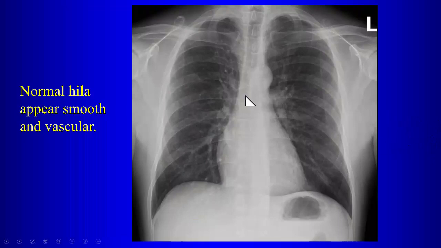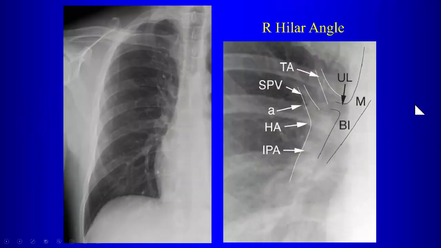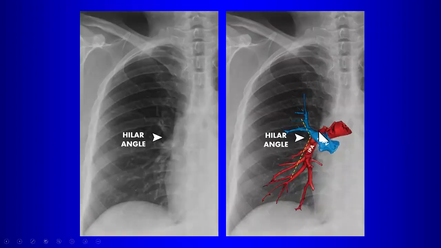When we look at the normal hilar, the hilar should be smooth and vascular. There should be nothing bulging out from the hilar on a chest radiograph. So we talk about the hilar angle here. So we have vessels here. Here's the interlobar artery. There's this vessel here, which is usually the right superior pulmonary vein. This is the hilar angle in here. Notice that it is very smooth. You should not have anything bulging out.